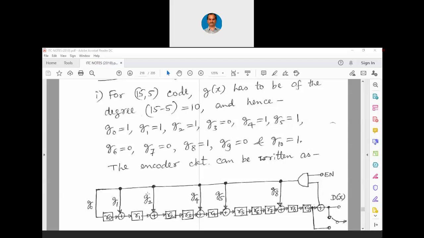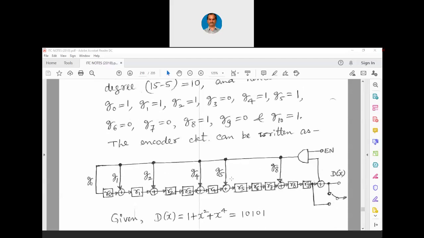And for the other terms, connections are made, and for the coefficients which are 0, connections are not made, where registers are directly connected in series. So you can see R0 is connected to the XOR gate, R1 is connected to the XOR gate, R2 is directly connected to R3, then again R4, then R5, R6, R7 are connected directly in series because G6 and G7 are 0. Again R8 is connected to R9 because G9 is 0. This is the encoder circuit.